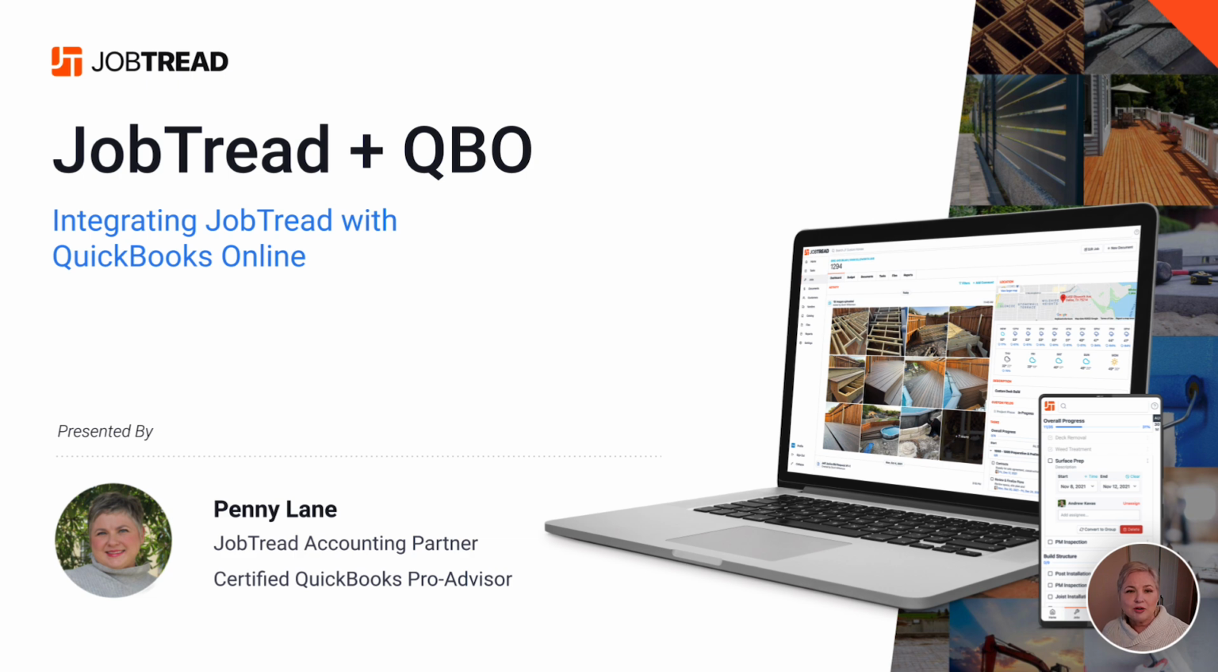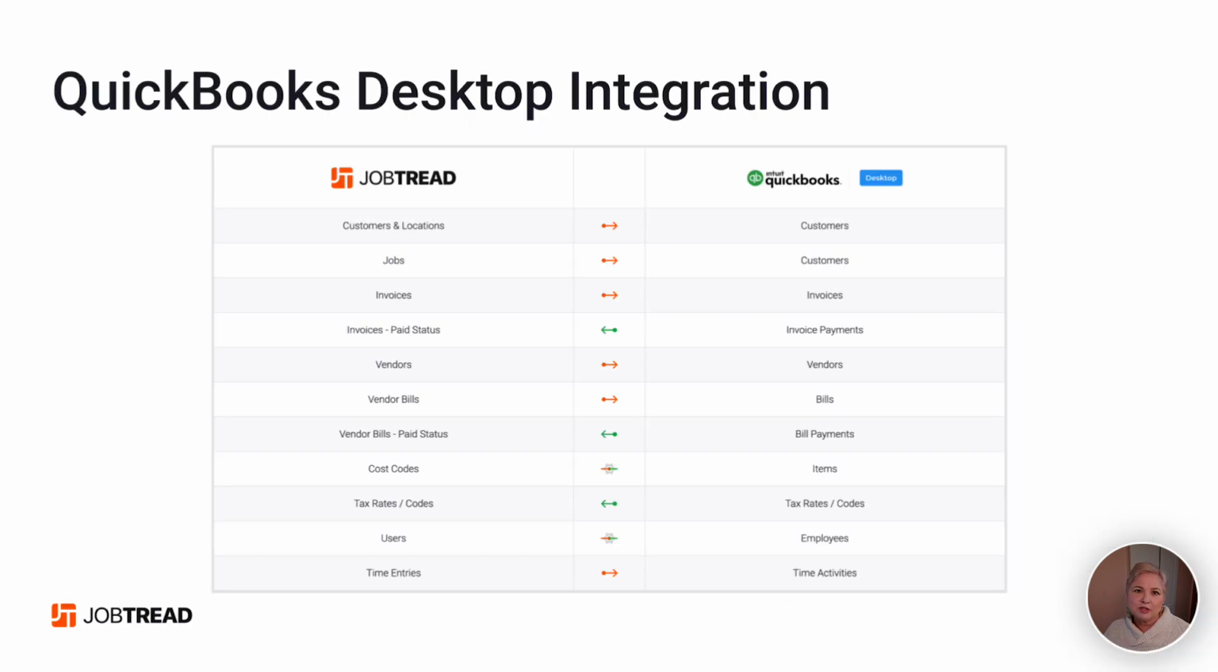With that said, JobTread does in fact integrate with desktop. It's just very limited. With QuickBooks Online, we have a fully bidirectional integration. On almost everything we're bidirectional, but with QuickBooks Desktop, almost everything is one direction. The things that are bidirectional are payments to invoices. If you mark it paid in desktop, it will show as paid in JobTread, as well as payment of vendor invoices and the employees themselves. Everything else is JobTread to QuickBooks Desktop.